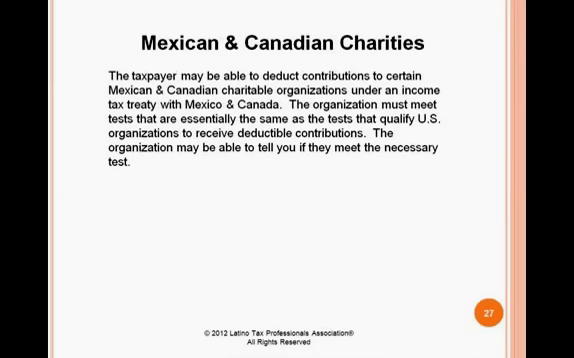Also, the taxpayer may be able to deduct contributions to certain Mexican and Canadian charitable organizations under an income tax treaty with Mexico and Canada. The organization must meet tests that are essentially the same as the tests that qualify U.S. organizations to receive deductible contributions. The organization may be able to tell you if they meet the necessary test.